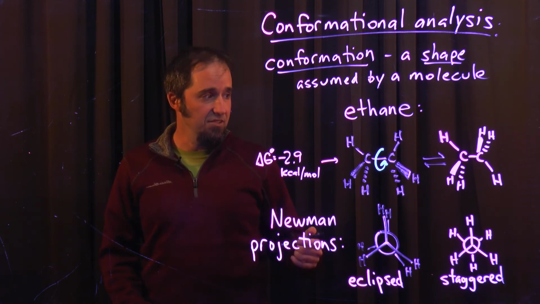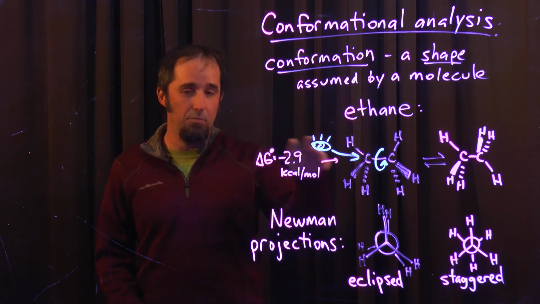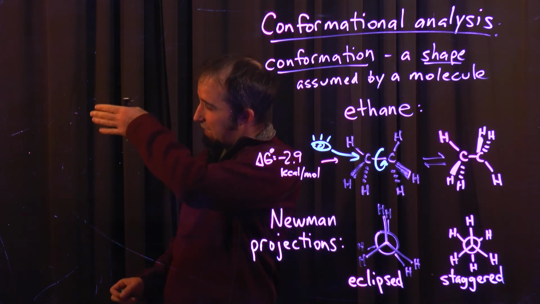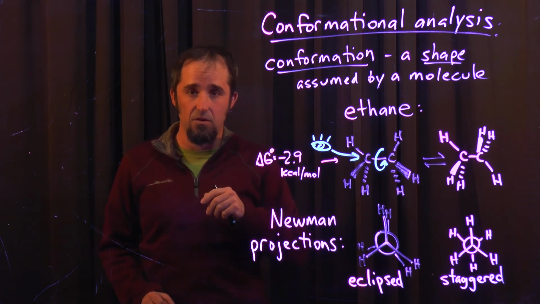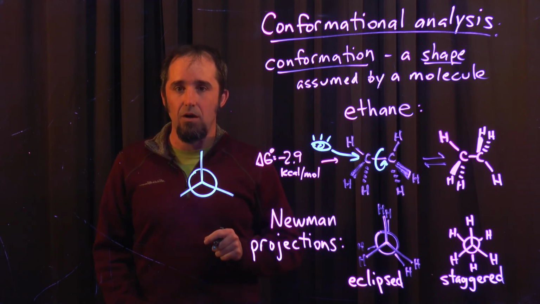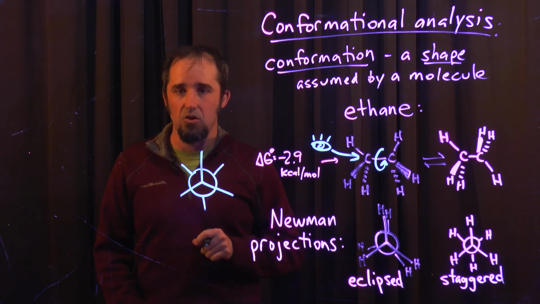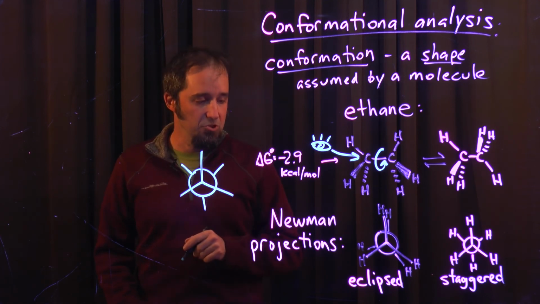In Newman projections, we're using our eyes, creepy eye, to look down the pipe of the molecule. So we look down the pipe of the molecule, what does it look like? When I draw a Newman projection, I've got some molecule in front, and then I use broken lines to indicate the molecule behind. So this is a Newman projection.